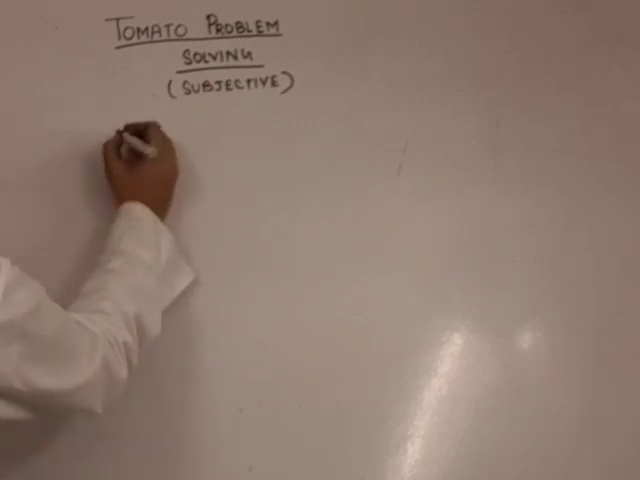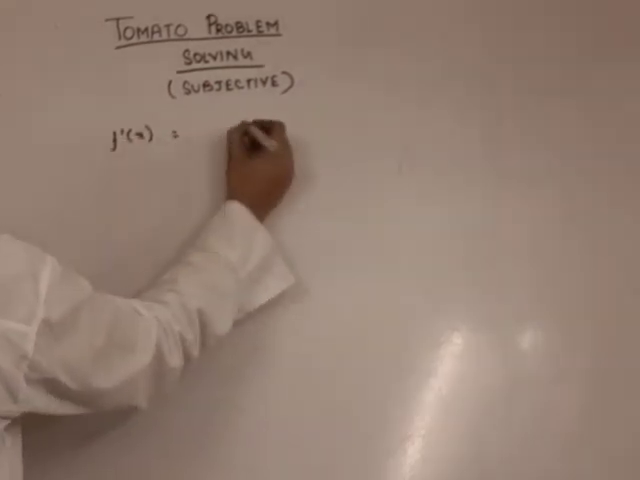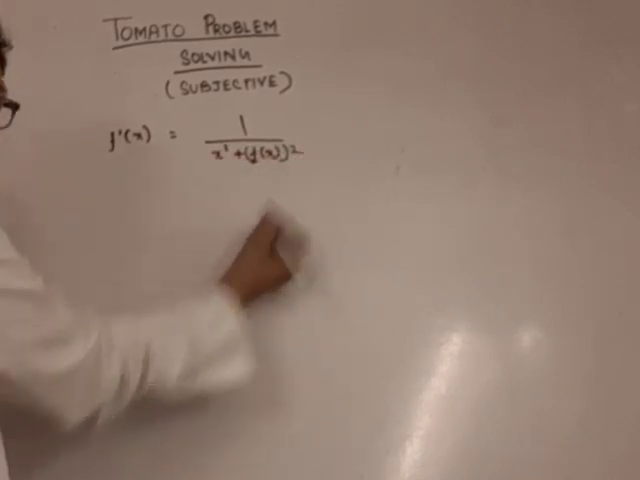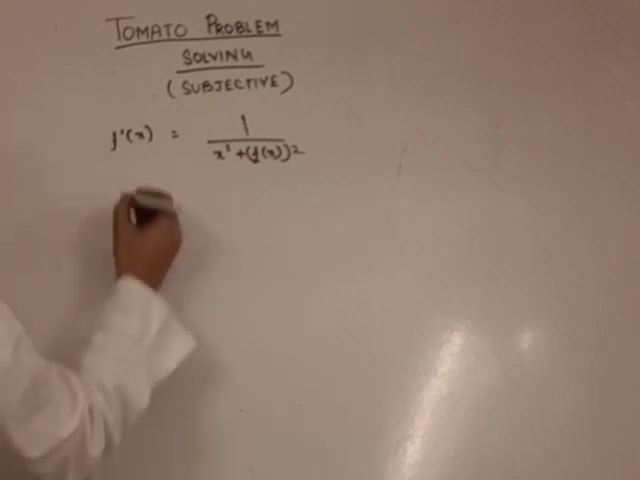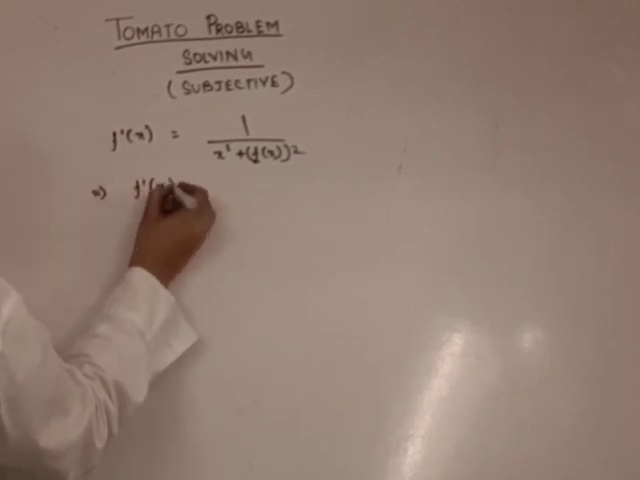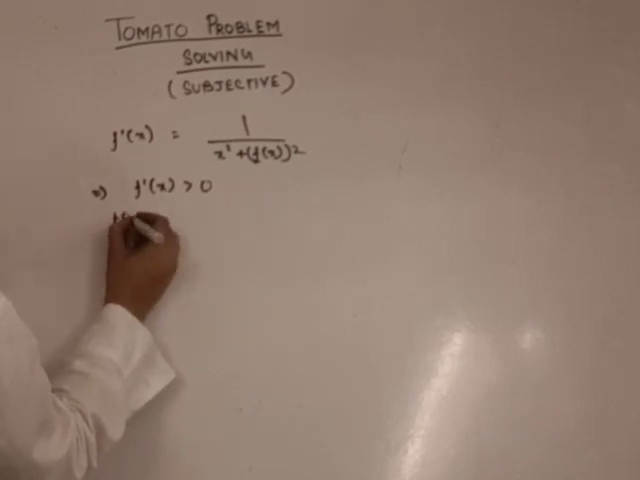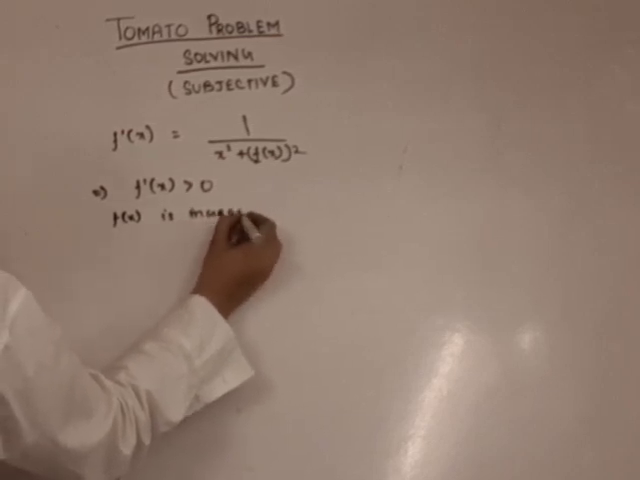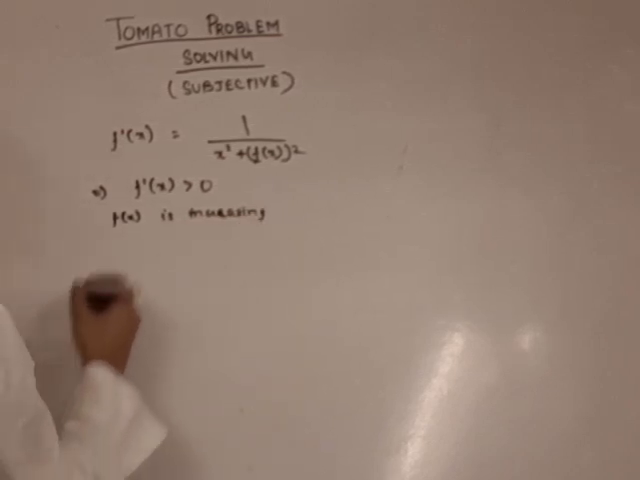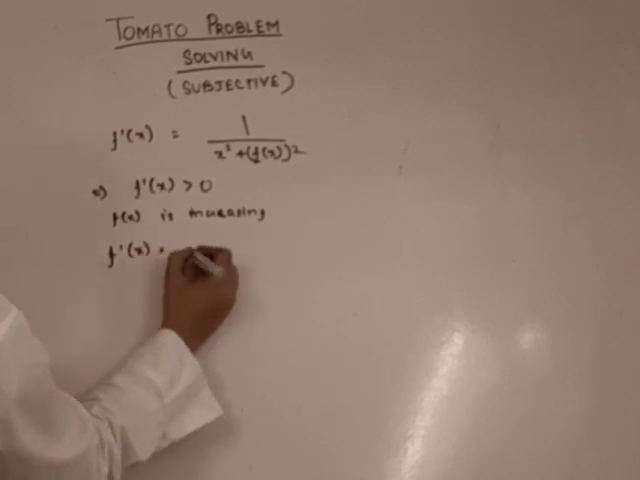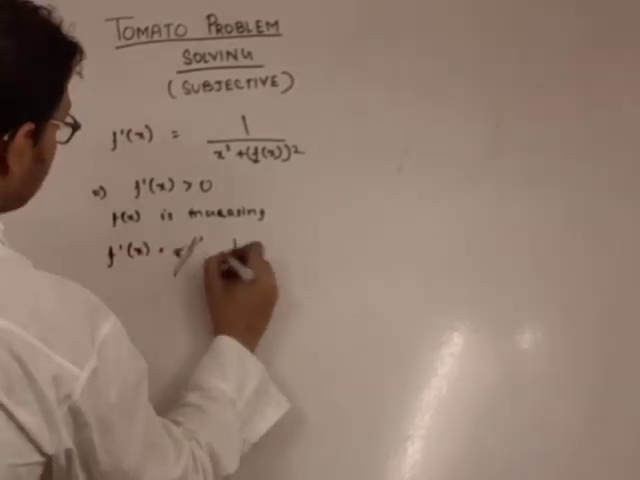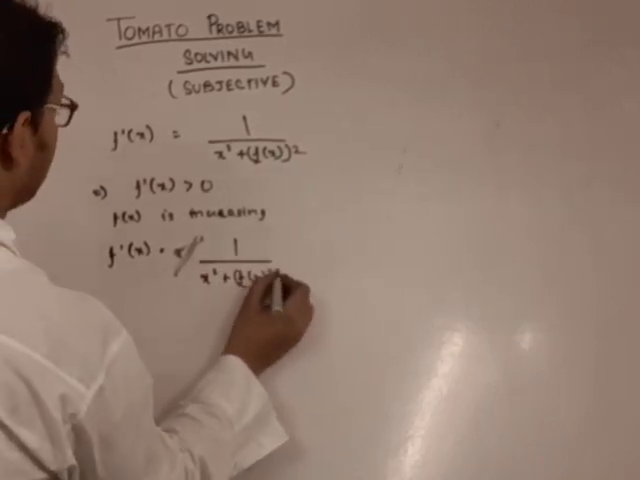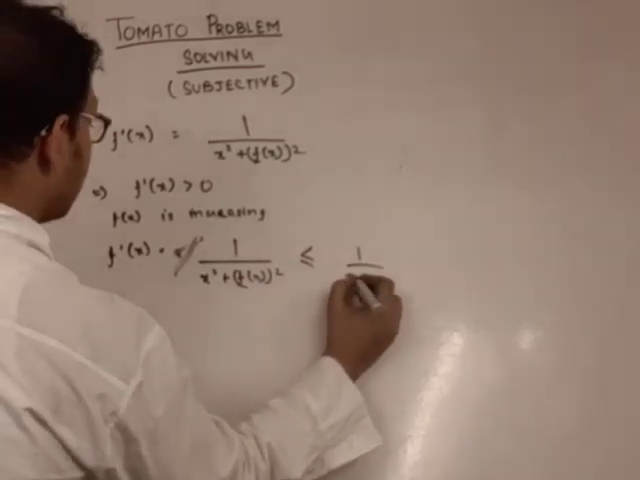So we are given that f'(x) is x squared plus f of x whole squared, which implies f'(x) is increasing. So f(x) is increasing. This is the first statement to be made. Therefore, f'(x), which is equal to 1 by x squared plus f of x whole squared, is less than or equal to 1 by x squared plus 1.